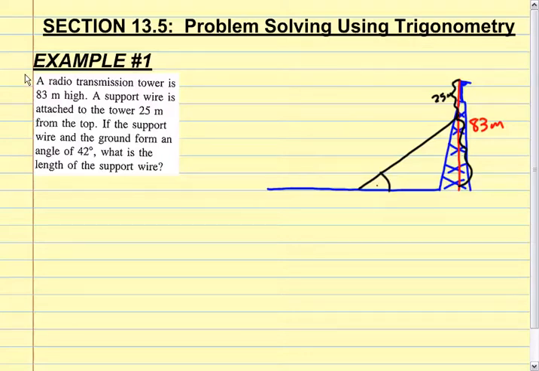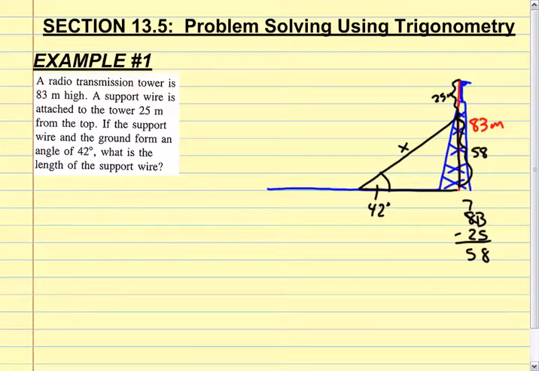So this is 42 degrees, and they want to know what this length is. What do I need the support wire length to be? Well, let's find out how long this side is. Since it's 25 meters from the top and the total height is 83 meters, this distance is 83 minus 25. So this is 58.